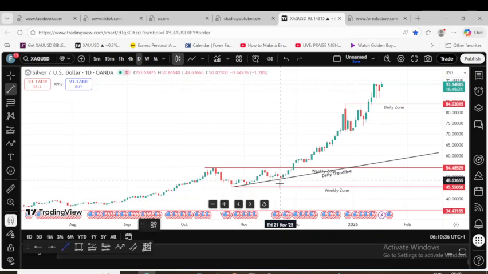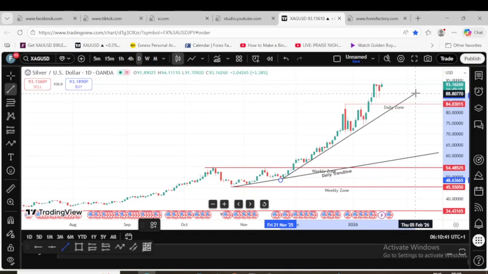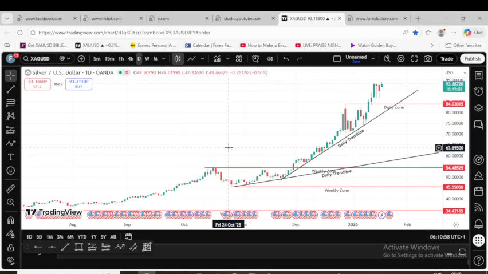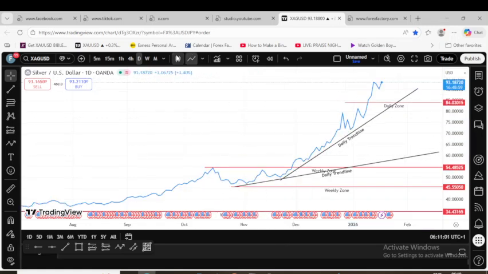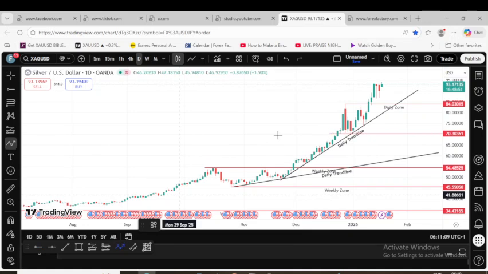Let's see if we can draw a trend line. Okay, we can actually draw another trend line right about like this. And this trend line is even much closer to the current price movement. So, daily trend line. We have another zone here, because you can see that price bounced off this place twice to form a W before price moved upwards.